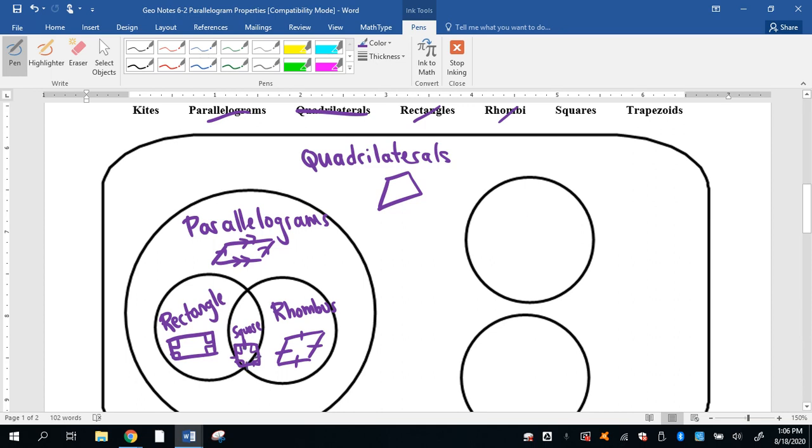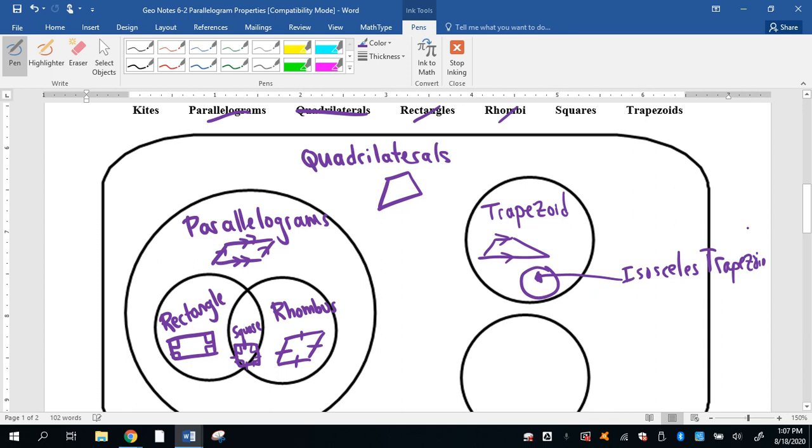Okay, now we also have trapezoids and kites. Let's talk about trapezoids first. A trapezoid, by definition, is a four-sided object with one pair of parallel sides. Now we also have a specific type of trapezoid inside this circle. I'm going to call it the isosceles trapezoids. Isosceles trapezoid.